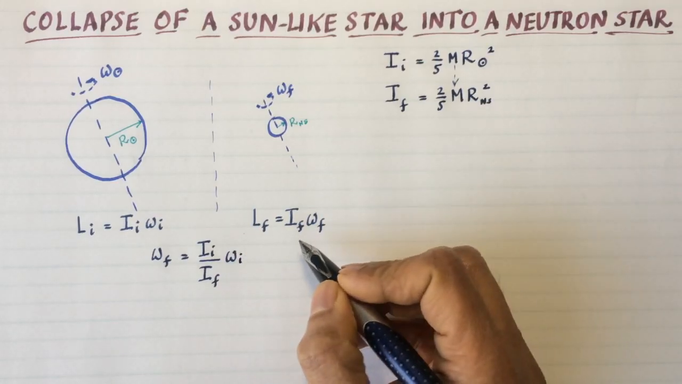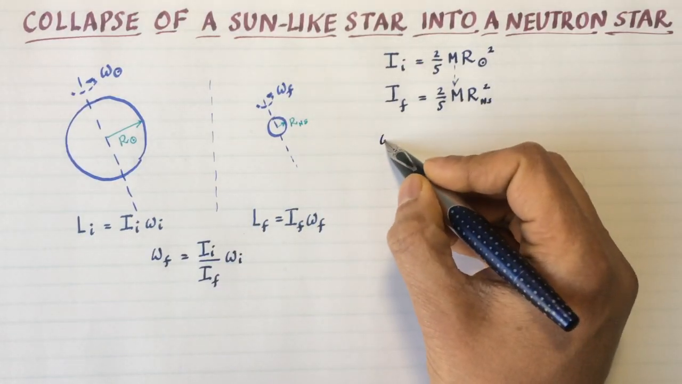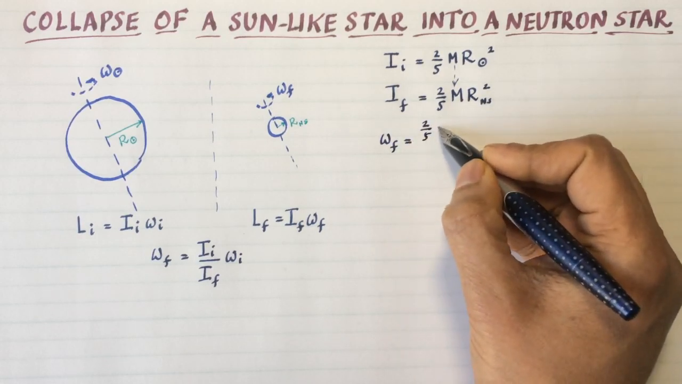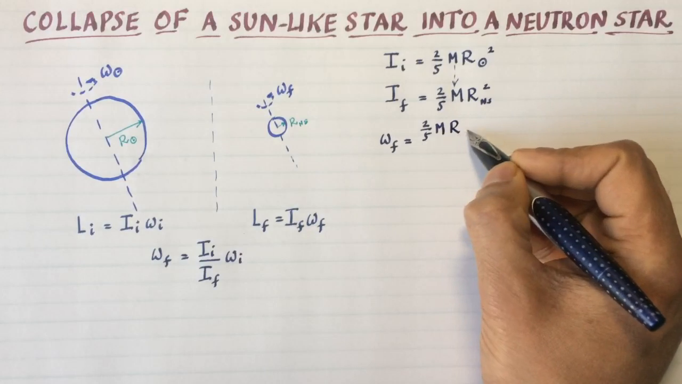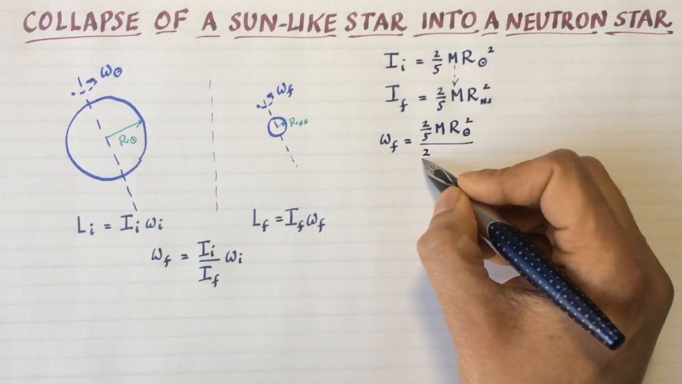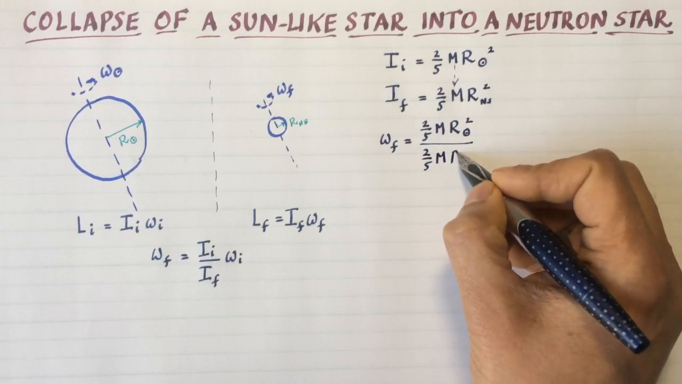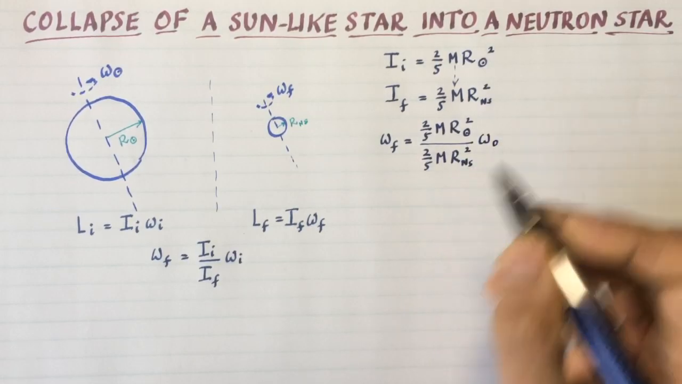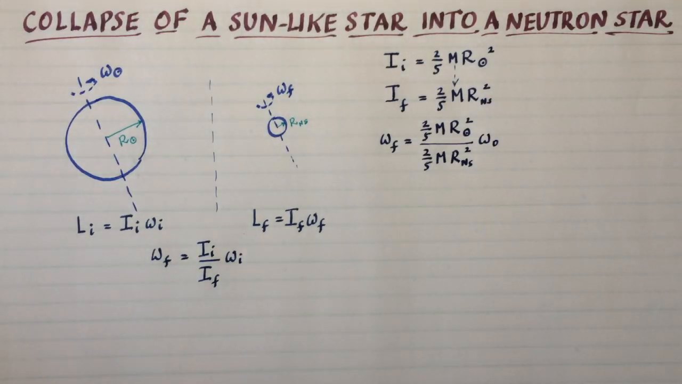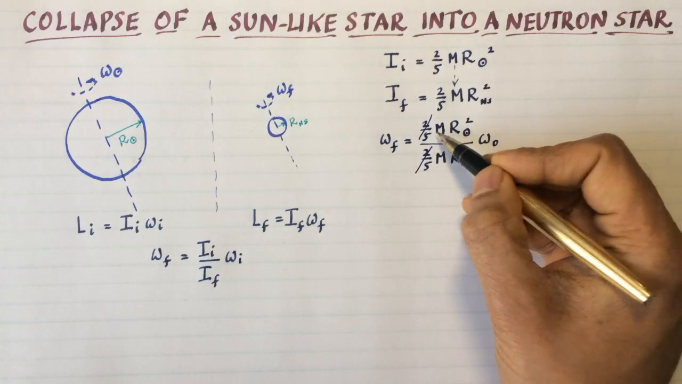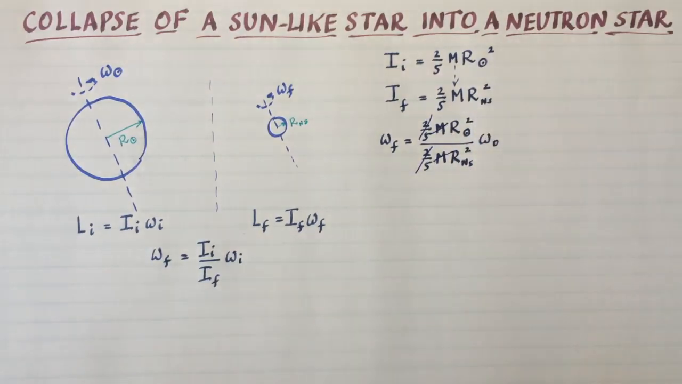If I make those substitutions, I_i is 2/5 M R_sun squared, divided by 2/5 M R_neutron star squared, times omega naught. You see that a number of things cancel out, leaving us with just this.